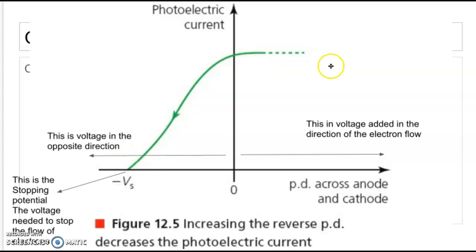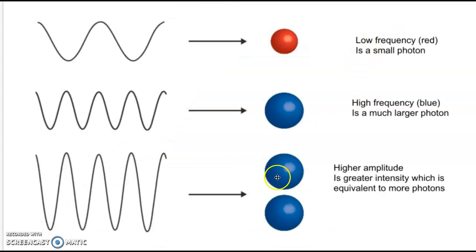Okay, so this is a very important graph. And what we're going to do is look at what happens now to this graph if we increase the frequency of the photons and we increase the intensity of the photons. Now, if you remember, increasing the intensity of the light increases the number of photons, right?